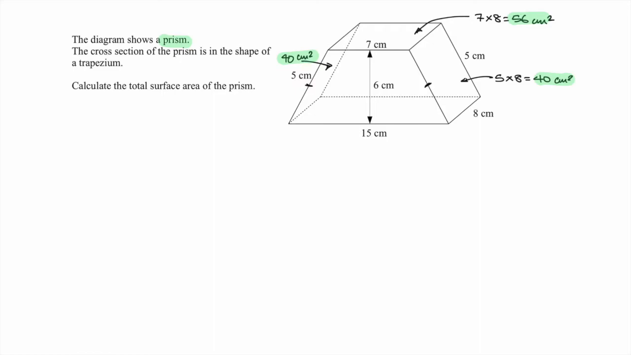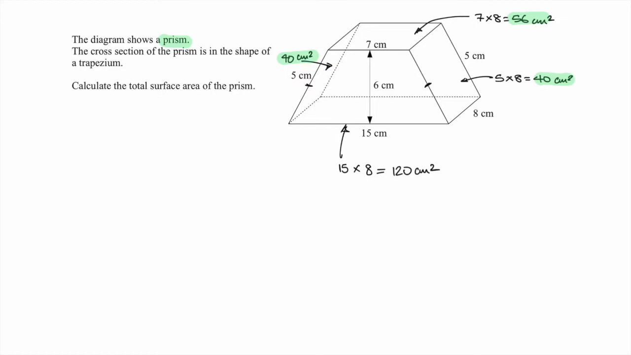Now the next job, let's deal with the bottom here. So for the bottom, I need to multiply 15 times 8. Let's write that in rather than just talk about it. So for the bottom here, 15 times 8. And 15 times 8 is 120 centimeters square. And that's the bottom done.